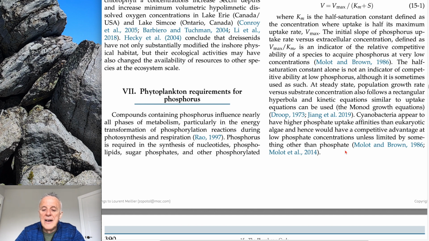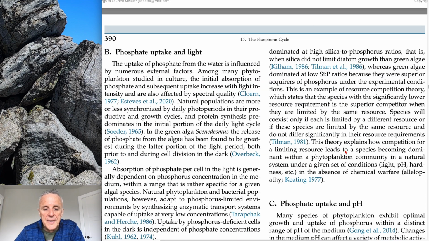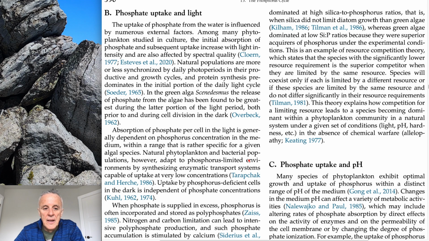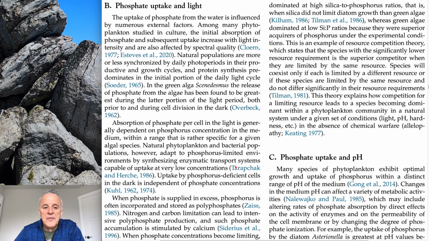Cyanobacteria appear to have higher phosphate uptake affinities than eukaryotic algae and hence would have a competitive advantage at low phosphate concentration unless limited by something other than phosphate uptake and light. The uptake of phosphate from the water is influenced by numerous external factors. Among many phytoplankton studied in culture, the initial absorption of phosphate and subsequent uptake increase with light intensity and are also affected by spectral quality.